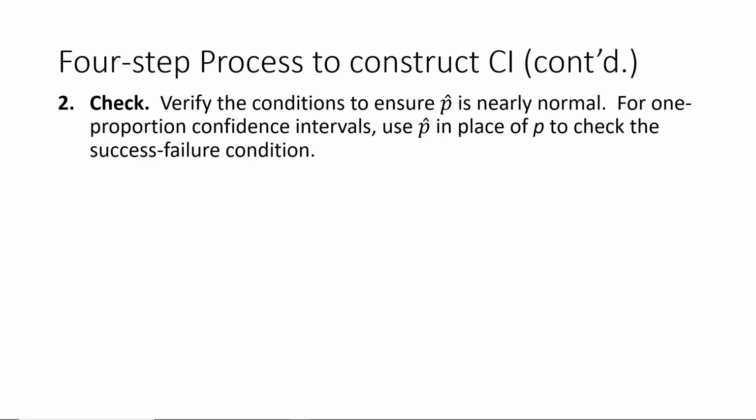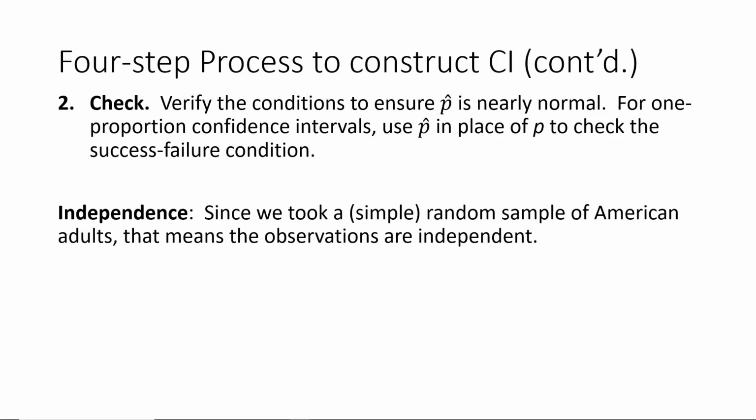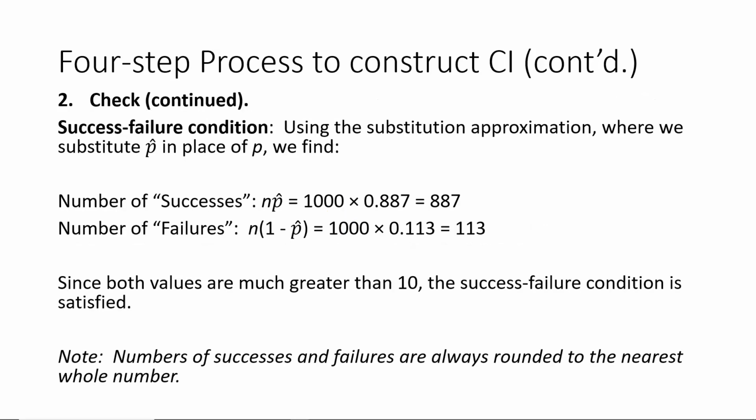For one proportion confidence intervals, we're going to use the sample proportion in place of the population proportion P to check the success-failure condition. So starting with the independence condition first, since we took a simple random sample of American adults, that means that the observations are independent. We now move on to our second condition to check, which is the success-failure condition.